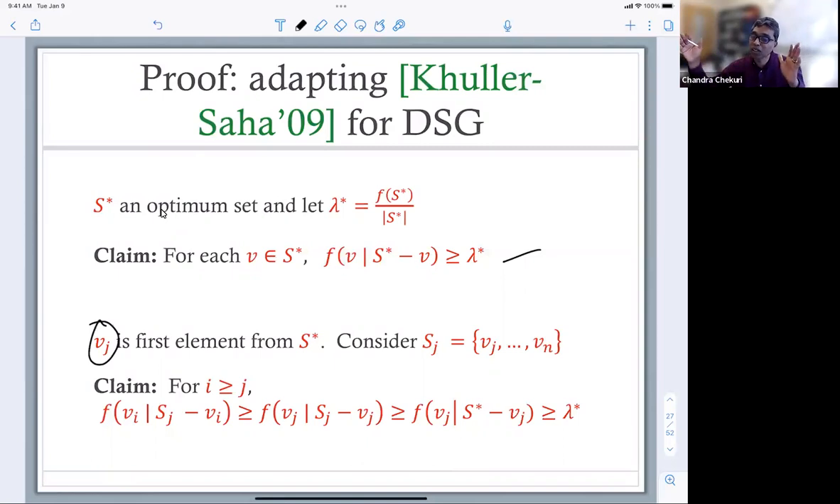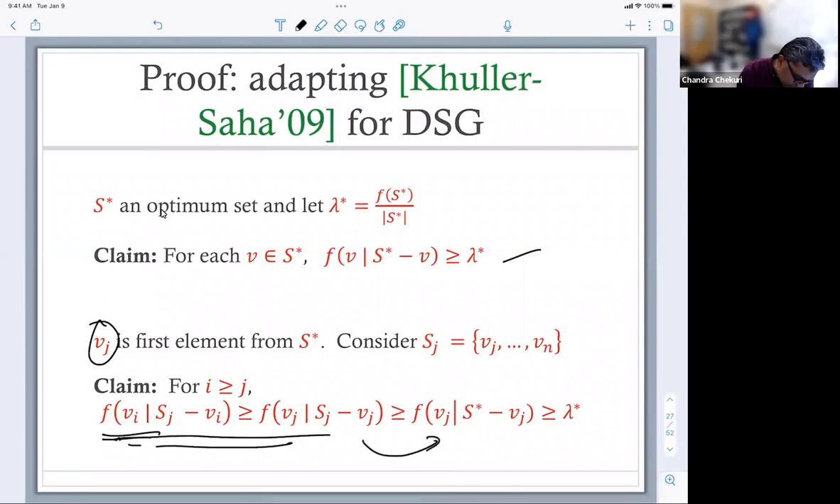And remember, we are going to try all suffixes, right? Since Vj is the first vertex in the peeling order, we are going to try Vj to Vn as one of the suffixes, and I'm going to prove the density of this Sj is good. And how am I going to prove that? Well, let's look at any vertex which is peeled after Vj, including Vj. Because the peeling algorithm is picking the vertex with the smallest marginal value at that moment, the marginal value of every element Vi for i greater than or equal to j must be at least as good as the marginal value of Vj. So this is from the algorithm.